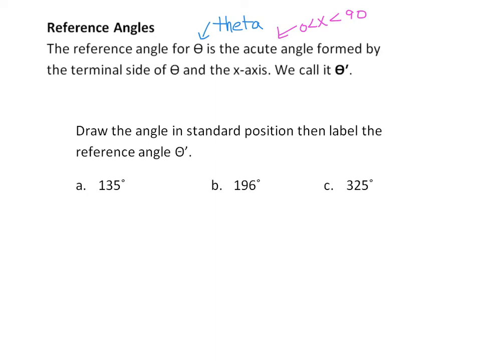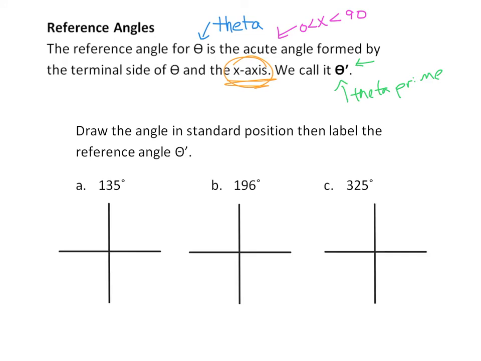So theta prime, and that little mark right here is the prime symbol. Theta prime is the acute angle that is formed by the terminal side of our original angle and the x-axis. Now this is key right here: x-axis, not the y-axis, the x-axis every single time. So let's try a couple of examples.